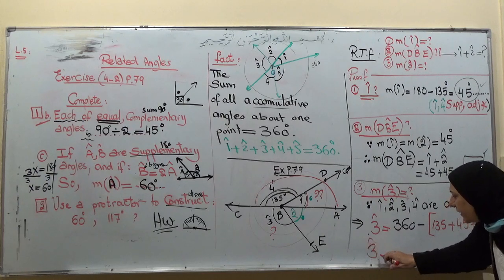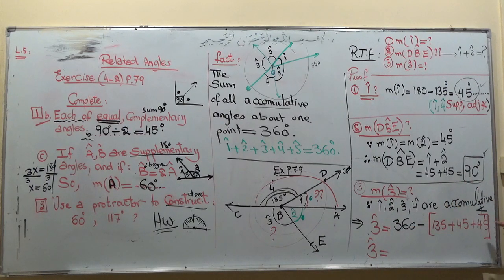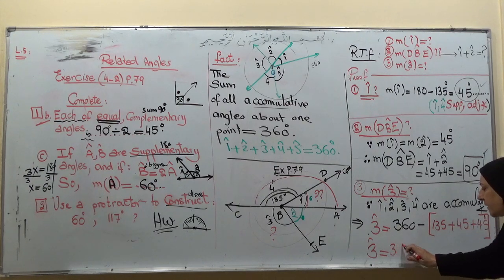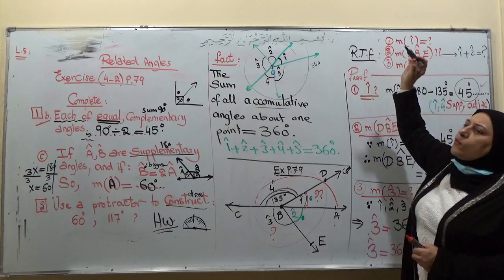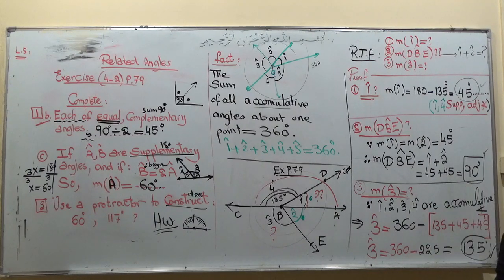So angle 3 equals, by subtraction, this is 225. Let's finish it: 5 and 5 is 10, 15, 5 carry 1. So it is 10 minus 5, it is 5. This is 5 minus 2, it is 3. So it is 135 degrees. These are the 3 requirements required to prove or to find the 3 things. Thank you very much, it's enough today.